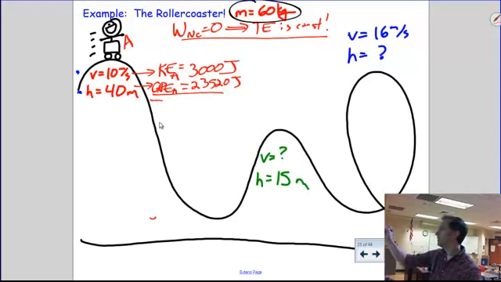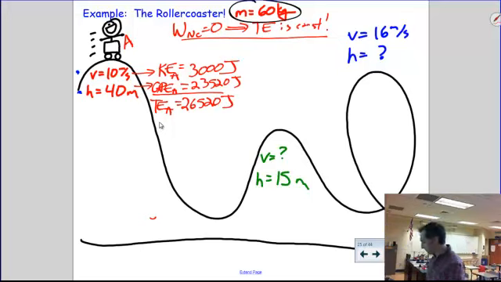And therefore, his total energy at point A is going to be what? 26,520 joules, right? Okay? Now, but here's the deal. Look, our total energy stays constant because the only non-conservative force is normal force. That doesn't do work.